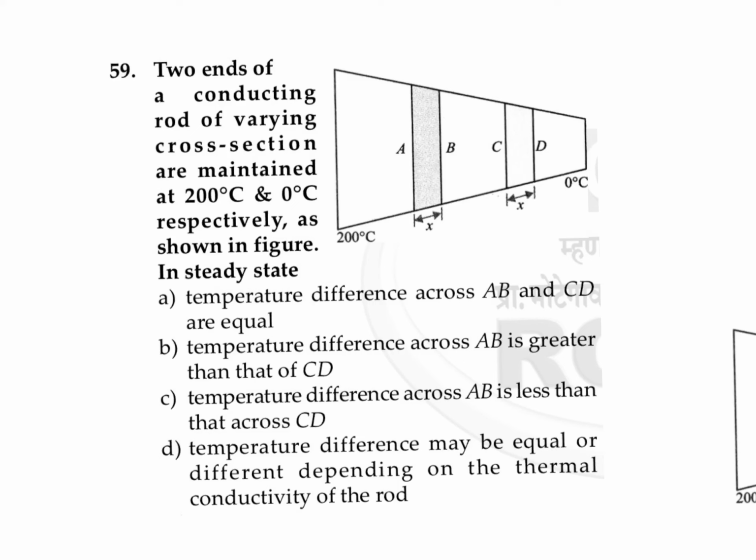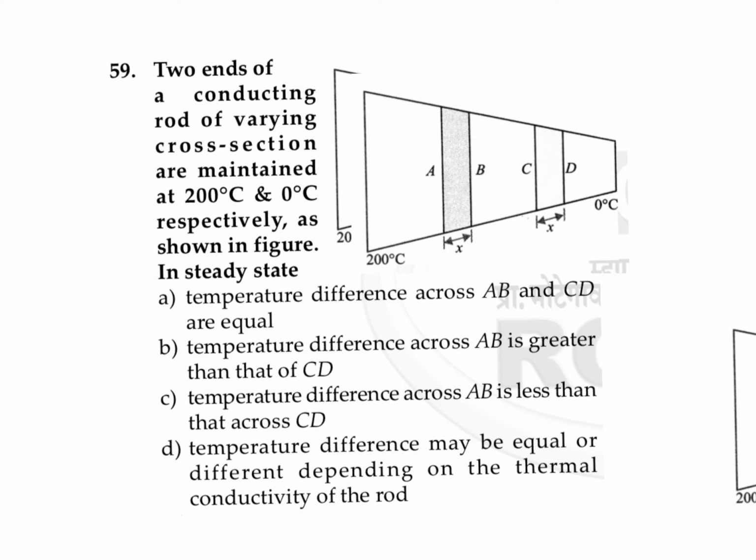In this question, it is given that two ends of a conducting rod of varying cross section are maintained at 200 degrees Celsius and 0 degrees Celsius respectively, as shown in the figure, in steady state. So we can just assume that this is like different resistors which are connected in series.